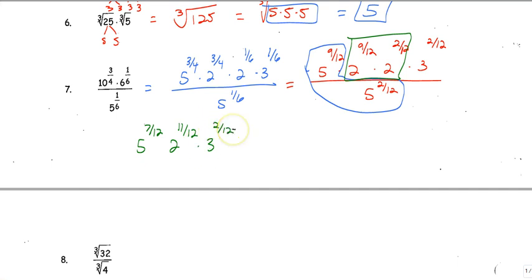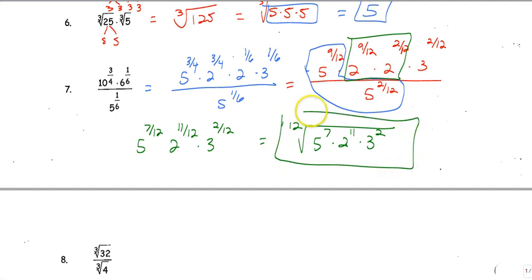Now, right away you can tell, will I be able to pull anything out of the 12th roots? No, because I don't have enough numbers. My 3, I only have 2 of them. My 2, I only have 11 of them, not 12. And 5, I have 7 of them. So my final answer is that I have the 12th root of 5 to the 7th times 2 to the 11th times 3 squared. Do not multiply that whole thing out. This is a case where you leave it as the base numbers because those powers make it a really, really big number. If it's a small number, go for it.